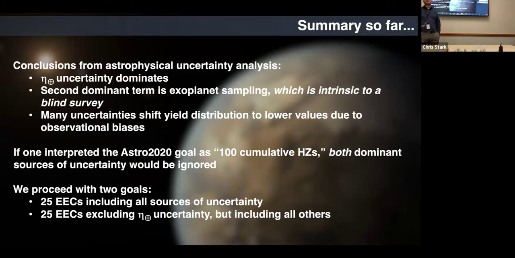And I want to point out here specifically that 100 cumulative habitable zones would actually not only ignore the uncertainty in eta Earth, it's also going to ignore the uncertainty due to the exoplanet sampling statistics. That's probably not what they had in mind. And I don't think NASA is going to build a mission that ignores your two dominant sources of uncertainty. So I will proceed here for the rest of the talk with two metrics. The first is 25 exoEarth candidates, including all sources of uncertainty. And the second is 25 exoEarth candidates, including all sources of uncertainty except eta Earth, which I think is what the decadal was trying to communicate.